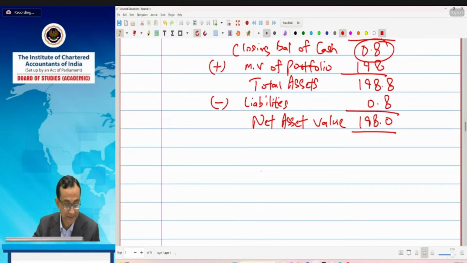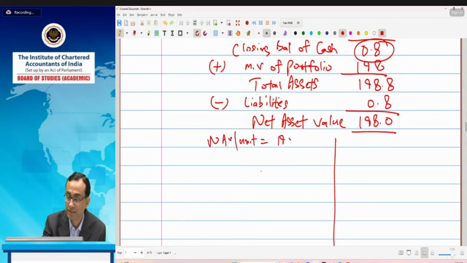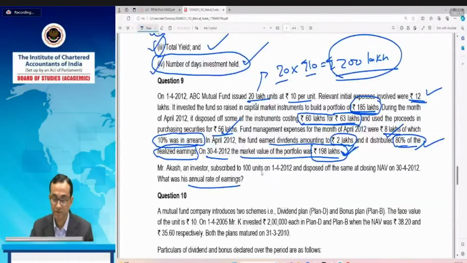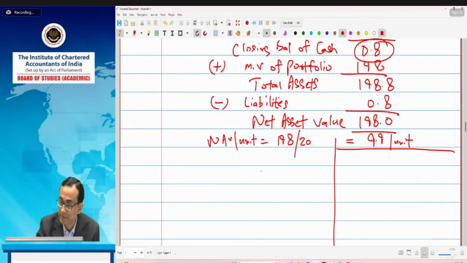Okay, so we have arrived at the net asset value, but now we have to calculate the return. Net asset value per unit is NAV per unit. It will be 198 divided by the number of units, which is given in the question as 20 lakh. So 198 divided by 20 comes to about 9.9 per unit.